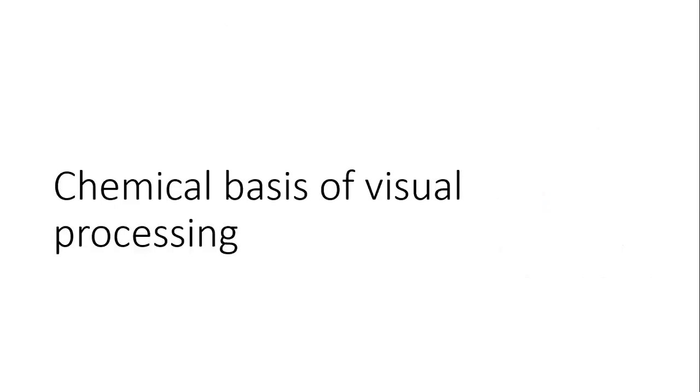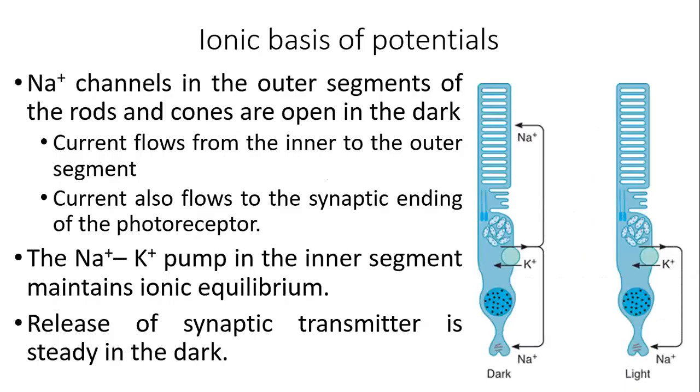Now, the chemical basis of visual processing. What is the chemical basis of visual processing? That's what you're going to be looking at. Please pay attention to this, because this is the physiology that we have all been waiting for. Now, the ionic basis of potentials. Again, we go back to cell physiology, just like always. No wonder you need to appreciate cell physiology, please, and understand it.